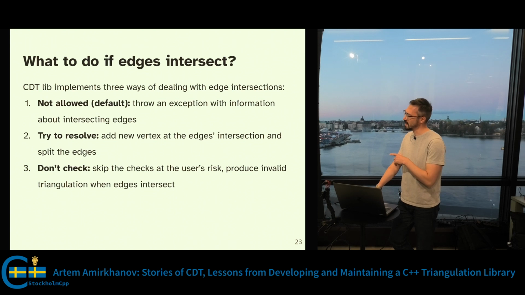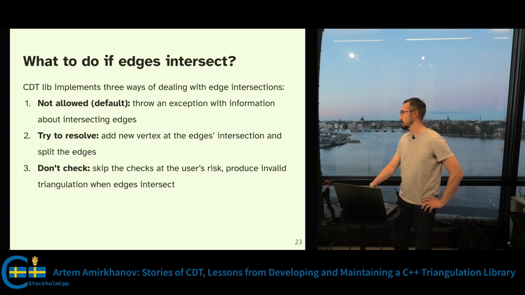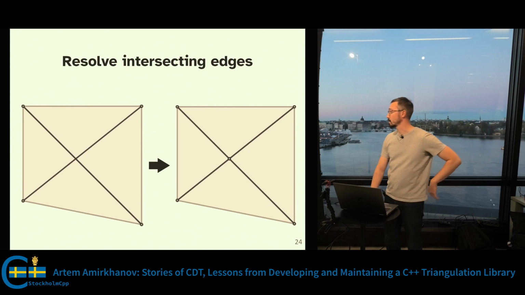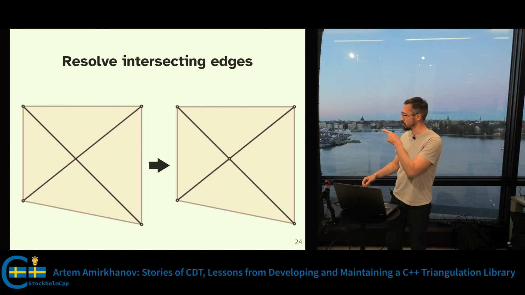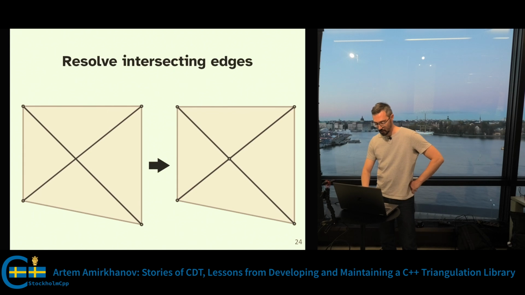And the third one is kind of a legacy. I'm thinking about maybe removing it. It just skips the checks. If you're sure that your edges don't intersect, you can just tell it, don't check. It will be maybe a little bit faster, but if the edges do intersect, it's undefined behavior. I mean, you get either an error or a wrong triangulation. That's how resolving the intersections looks. So there are two edges. You insert the new vertex where they intersect. This way you can handle the intersecting edges.